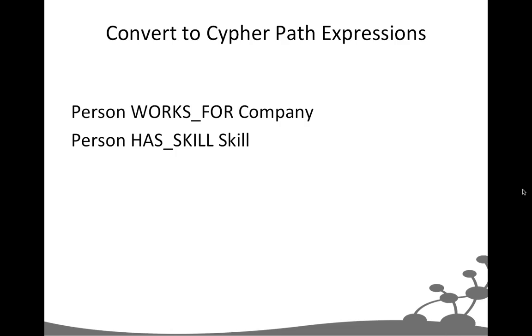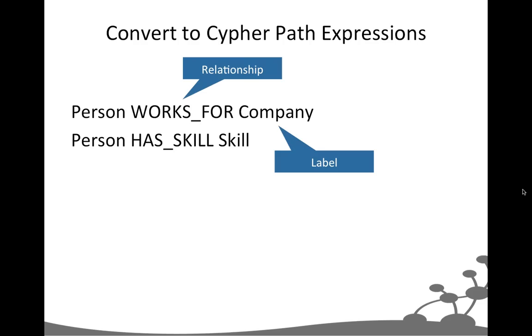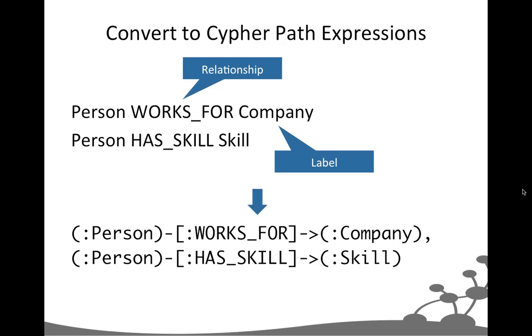So now we can take these very simple descriptions of the things that we're interested in and the ways in which they're connected, and we can convert those natural language expressions into Cypher path expressions. So the things that we're interested in, the entities, become candidate labels, and the ways in which they're connected become candidate relationship names. So I can take those two statements and turn them into a couple of Cypher path expressions. Now you can see we're looking at what could potentially be a node labeled Person that's connected to a node labeled Company by way of an outgoing WORKS_FOR relationship. And then we have a node labeled Person connected to a node labeled Skill by way of an outgoing HAS_SKILL relationship.